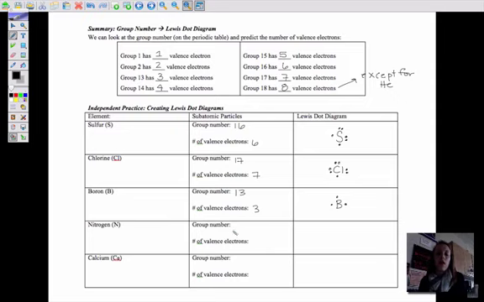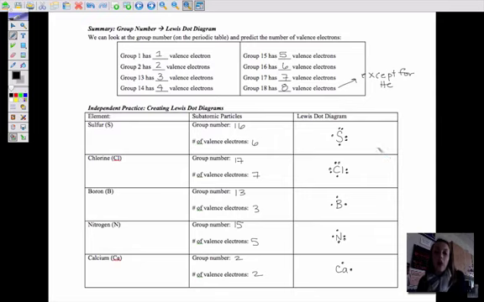Great! By now you should have tried nitrogen and calcium on your own. Let's go over them together. Nitrogen is in group 15, which means he'll have 5 valence electrons. So if I write down the symbol and I start on the right-hand side with my 5 valence electrons, I'll have 1, 2, 3, 4, 5 valence electrons. And then if I have calcium, which is in group 2, I'll have 2 valence electrons. So calcium's symbol will only have 2 dots next to it, and they'll both be single.